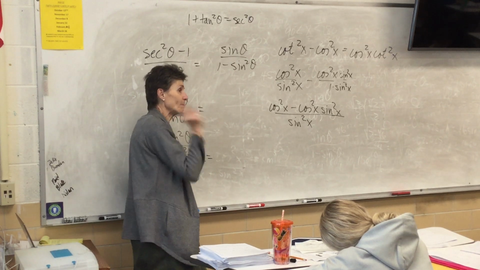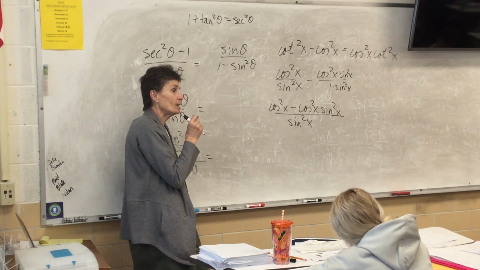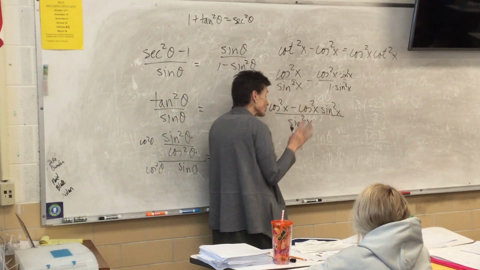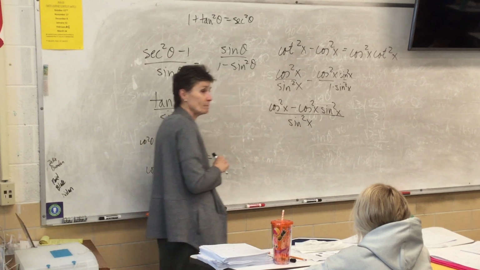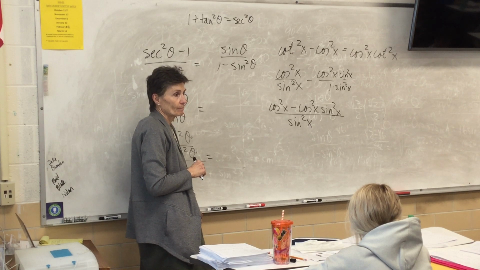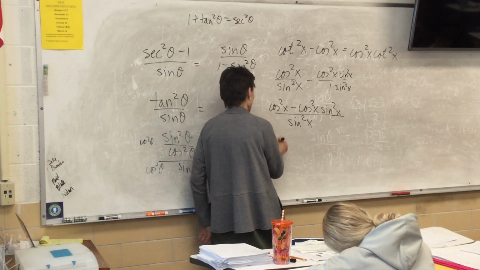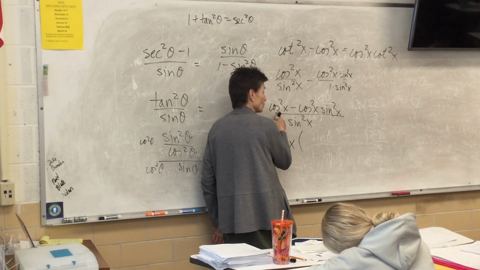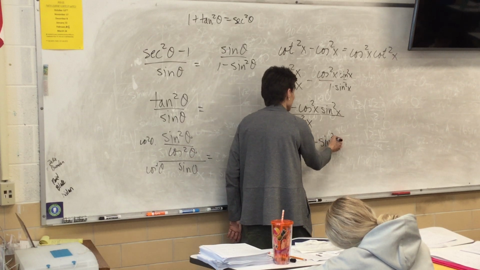Now I still have a minus sign in there. Is there anything you can see I can do now? Please don't tell me to cancel. You cannot cancel part of a subtraction. The only way to cancel would be to factor. Can I factor? Yes. What can I do? Take out a cosine squared. I can take out a cosine squared, and when I do, I will be left with 1 minus sine squared.